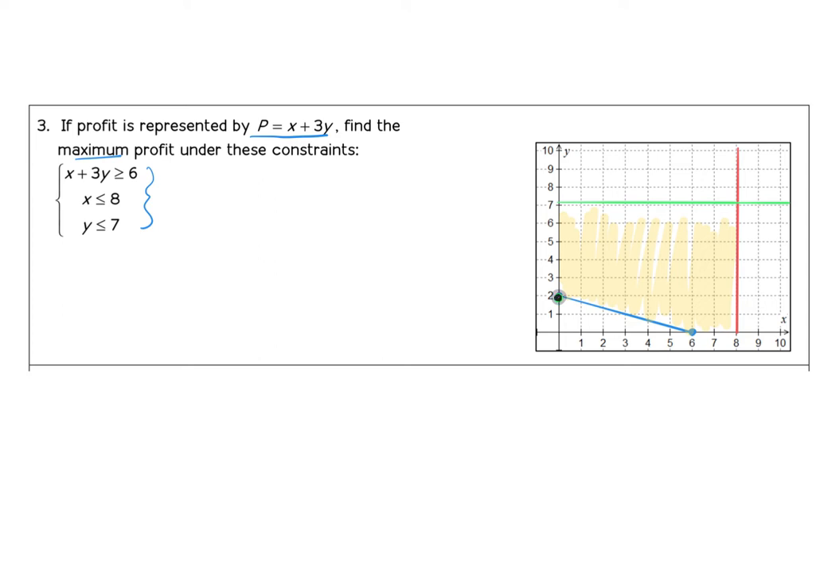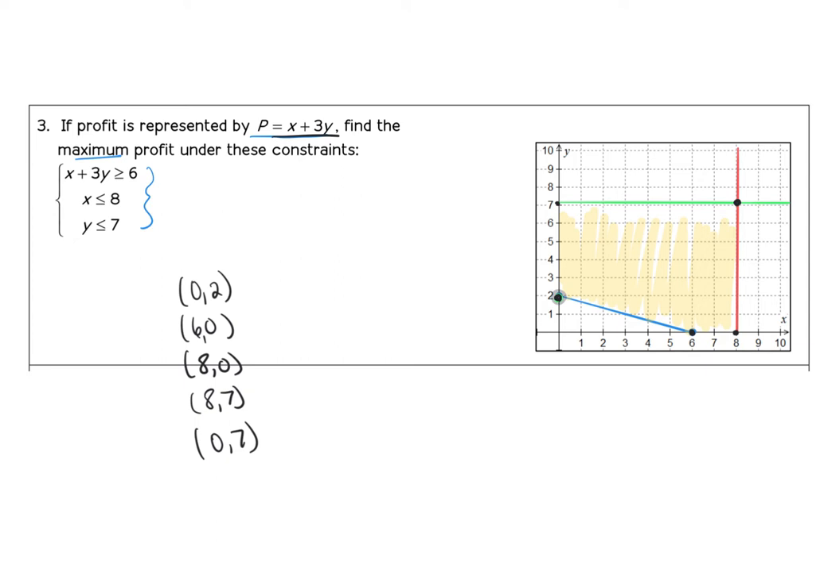So I have the point 0, 2. I have one right here. That's the point 6, 0. One right here. That's the point 8, 0. Right here is the point 8, 7. And right here is the point 0, 7. Right? And then I take every one of those and plug it into my profit, and figure out what's my highest profit.